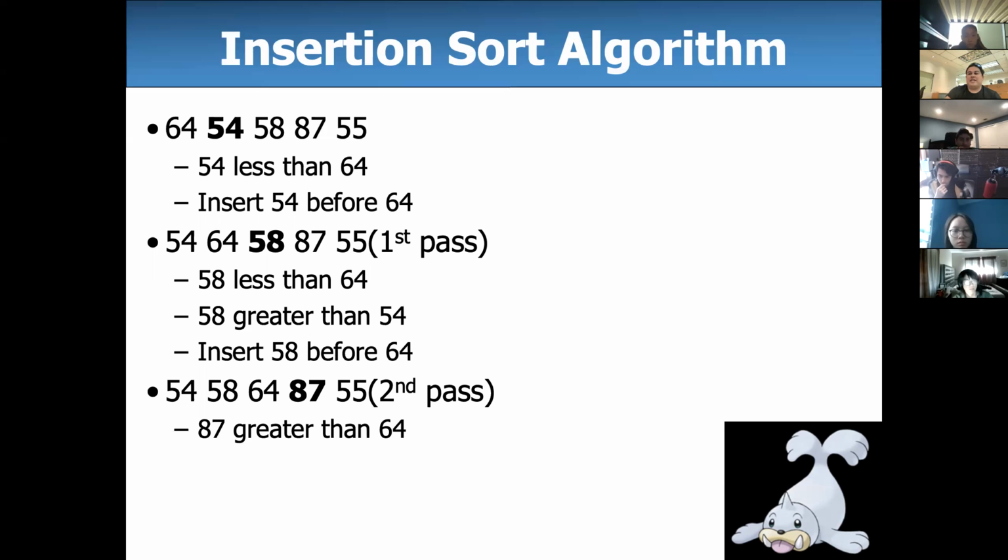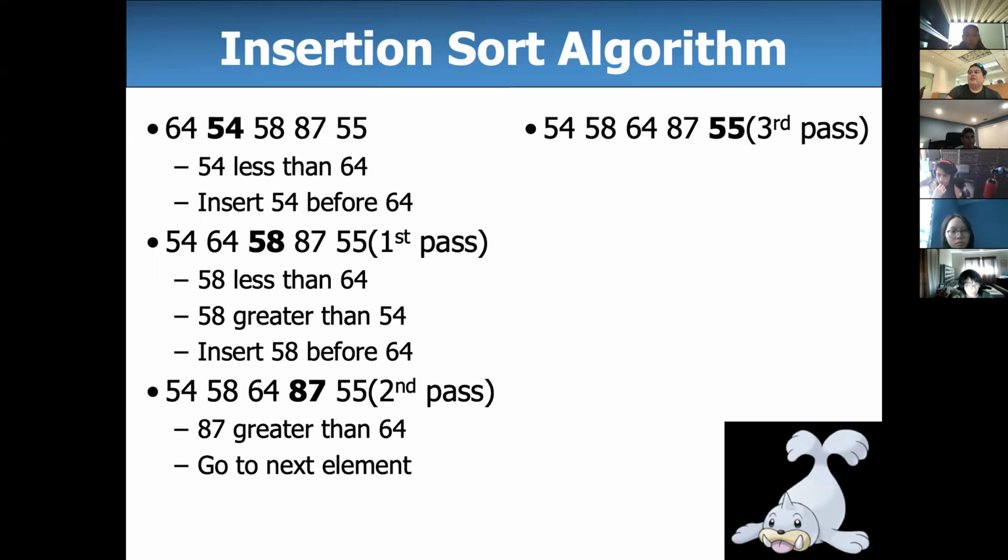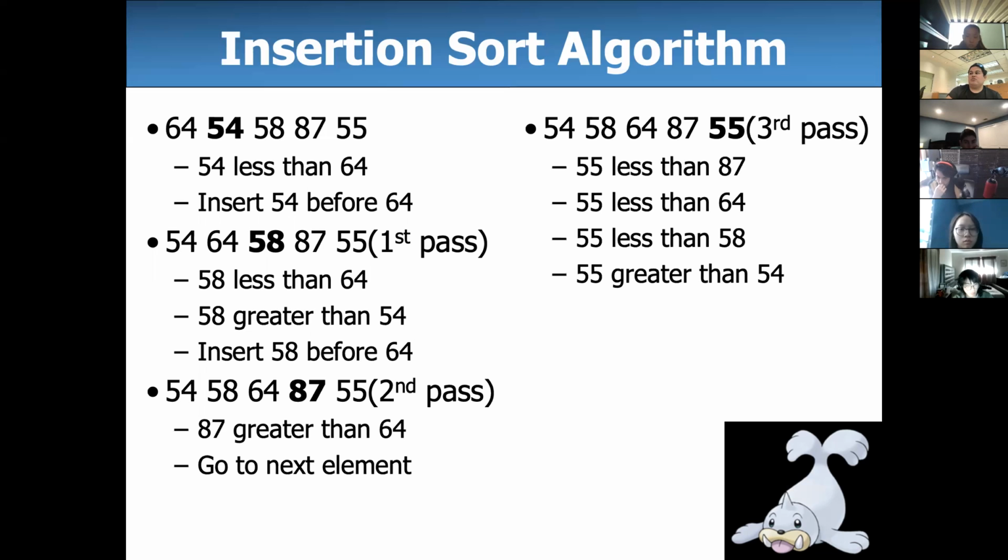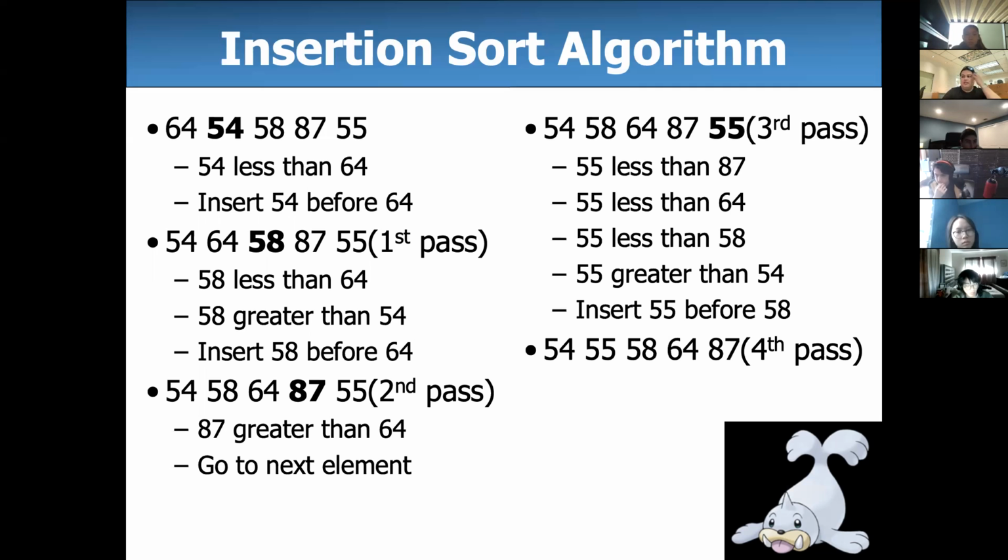Okay, second pass, 87 is greater than 64. So I go on to the next element. That's how it works. Okay, then 55. Is 55 less than 87? Yes, it is. Less than 64, yes. Less than 58, yes. Greater than 54, is it less than 54? No. So it knows that is where you are going to insert it. So after 3 passes, you have a sorted list.